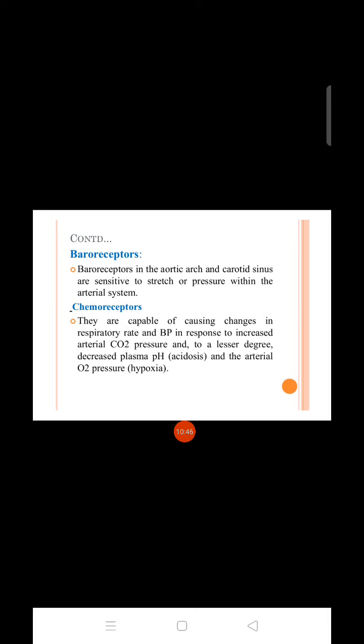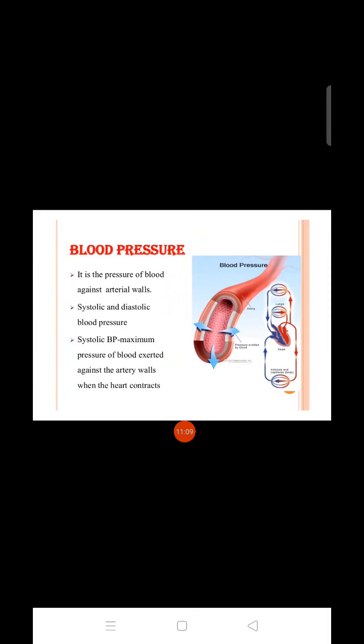The next one is the chemoreceptors. They are capable of causing changes in the respiratory rate and BP in response to increased arterial carbon dioxide pressure, and to a lesser degree decreased plasma pH (acidosis) and decreased arterial oxygen pressure, that is hypoxia. That is the chemoreceptors.